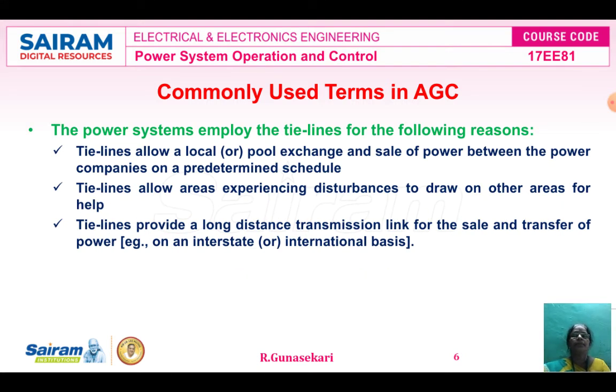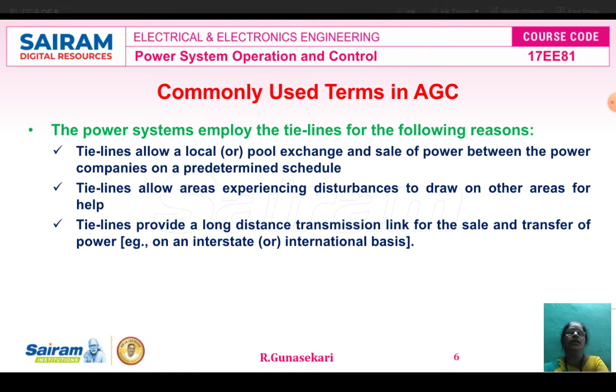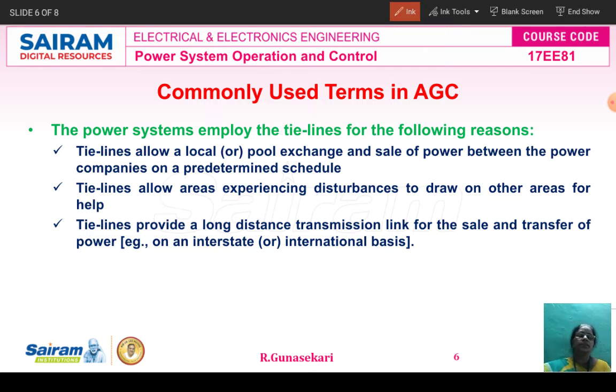Then next, the power system employs tie lines. Why do we use tie lines? Because sometimes, for a 4 mark question in the VTU examination, they ask why we use tie lines in the interconnected power system. The first one is, the tie lines allow local or pool exchange.